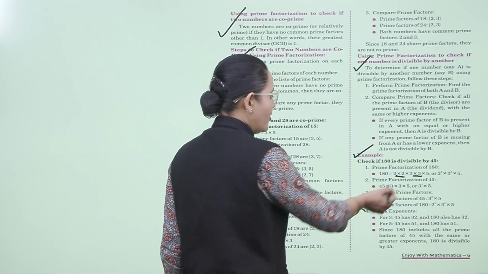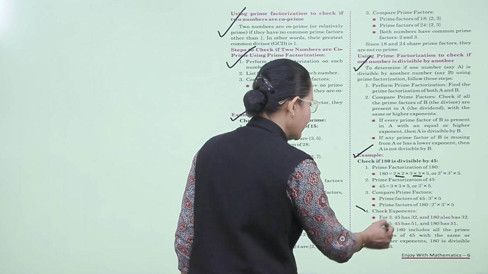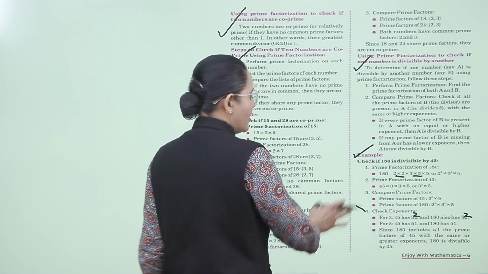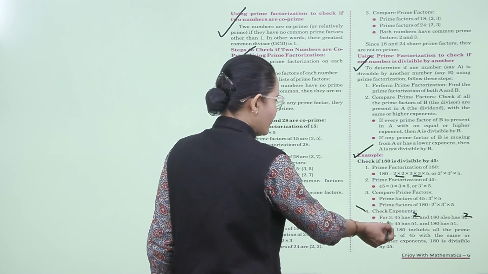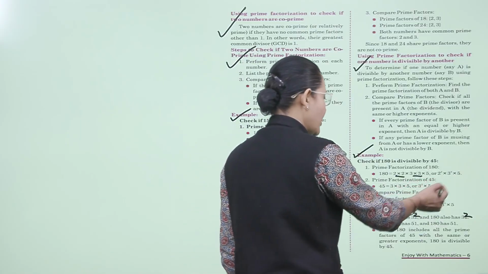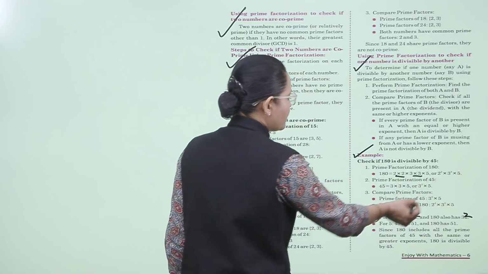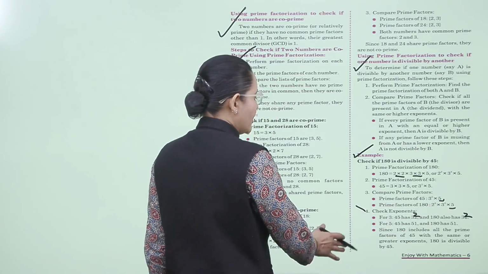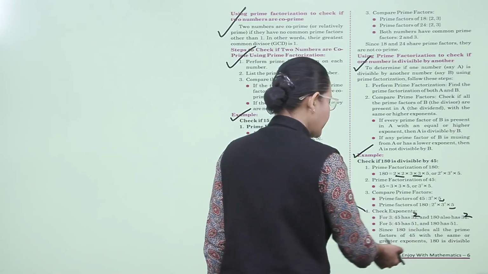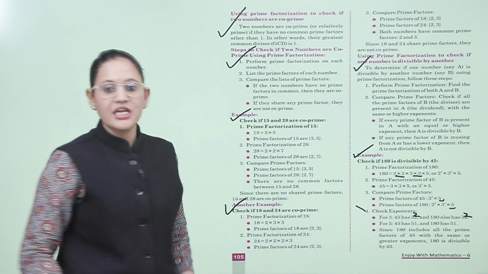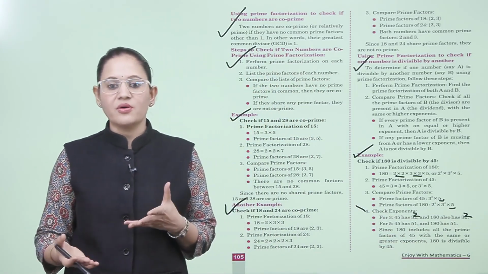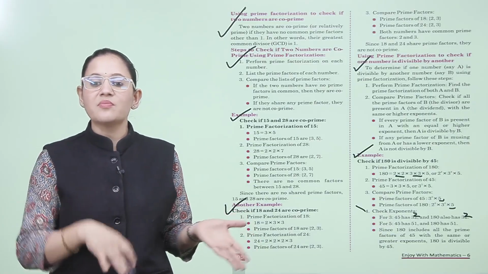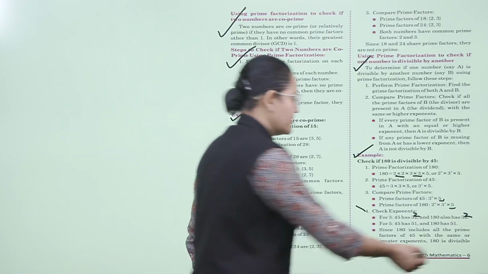For 3, 45 has 3 to the power 2 and 180 also has 3 to the power 2. For 5, 45 has 5 to the power 1 and 180 also has 5 to the power 1. Since 180 includes all the prime factors of 45 in the same or a greater amount, that means 180 is divisible by 45. So this way we can check whether one number is divisible by another number.